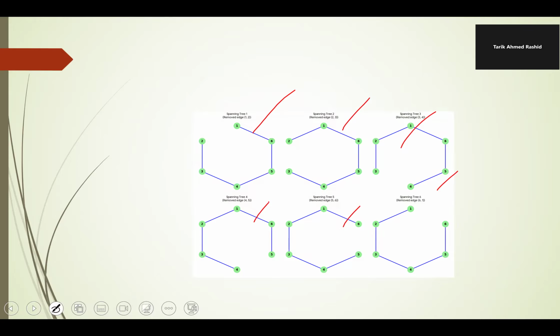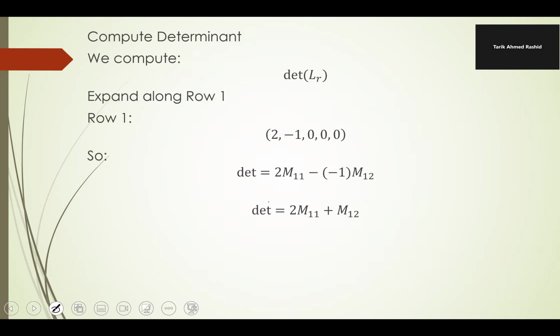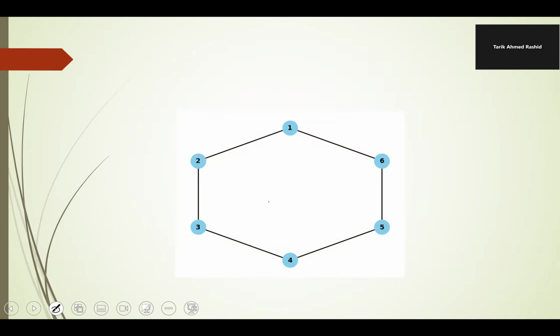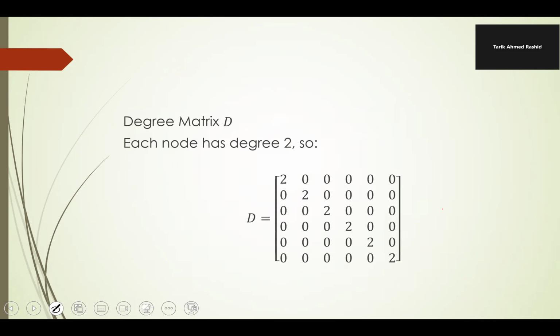So that is the explanation of how we can get a 6-node graph or 6-node shape.